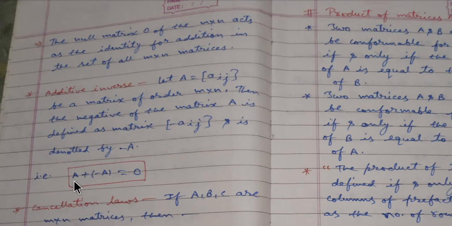So A is the given matrix, and the additive inverse is the negative of this given matrix. When we add these two matrices, their sum will be equal to a null matrix of the same order.